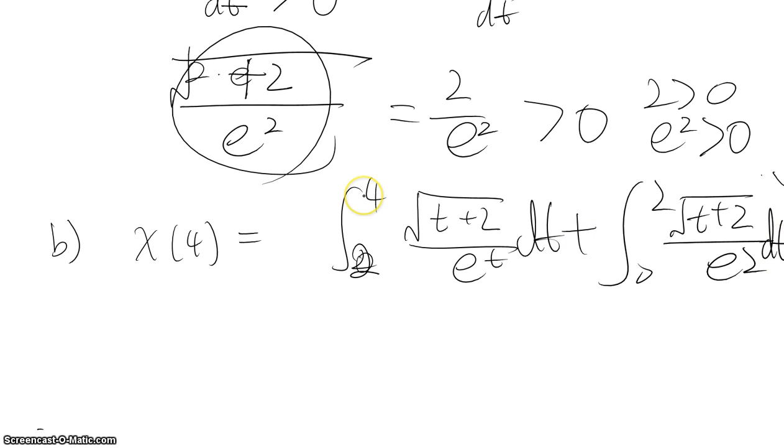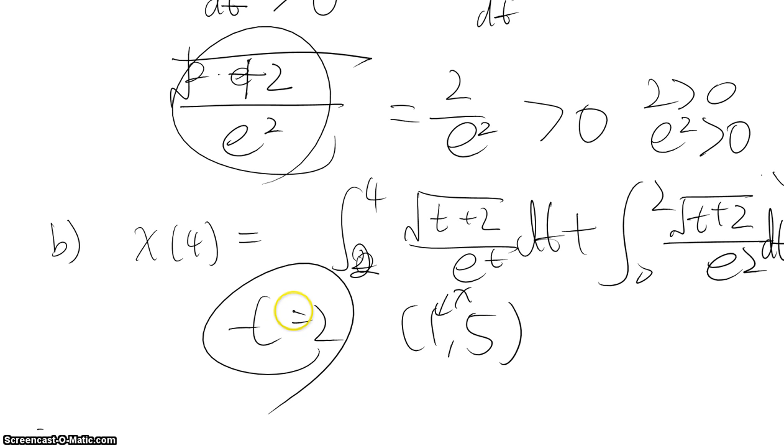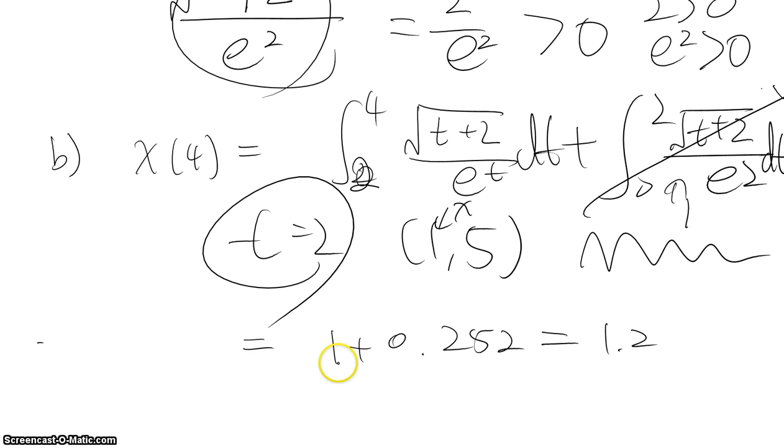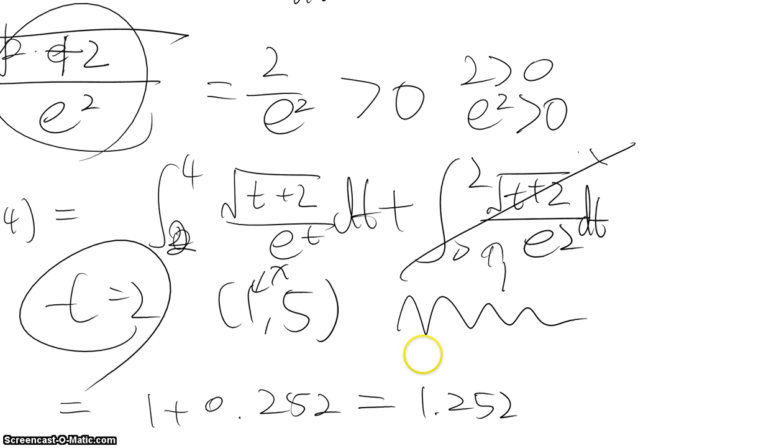I'm doing this because it's given that at time t equals 2, the particle is at position (1, 5), and this is x at t equals 2. This means that x has been traveled by 1, no matter how crazy it moved. It's 1, so we're going to plug 1 into this right segment of this function. Putting it into the calculator, I get 1 plus 0.252, which is equal to 1.0252.